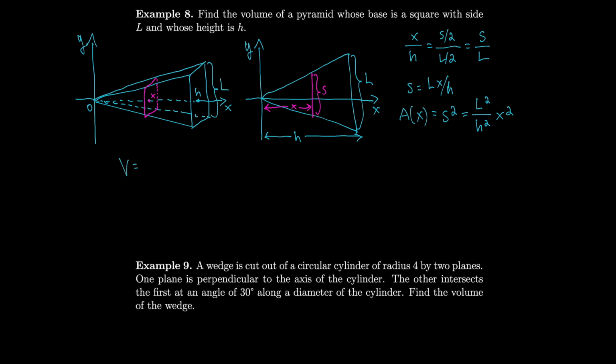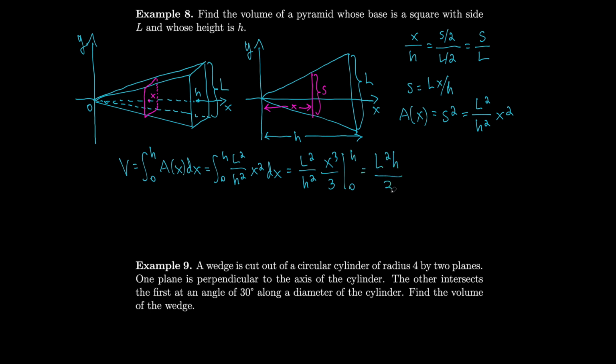So I can do our volume as the integral from 0 to whatever the height h is, some constant, of A of x dx. And that'll be equal to the integral from 0 to h of L squared over h squared times x squared dx. These guys are constants, so I can pull them out. That's just L squared over h squared times x cubed over 3 from 0 to h. And that's just L squared h over 3.